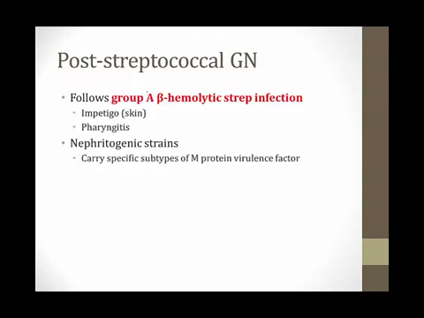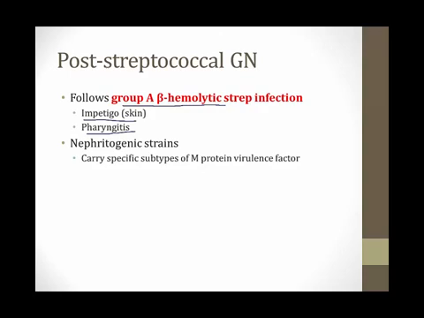Let's start by talking about post-streptococcal glomerulonephritis. This follows a group A beta hemolytic strep infection. Usually it's either impetigo, which is infection of the skin, or pharyngitis, which is infection of the throat. Now, you may be aware that a strep infection can also lead to rheumatic fever. What's interesting is that patients generally do not develop both rheumatic fever and glomerulonephritis. They develop one complication or the other.